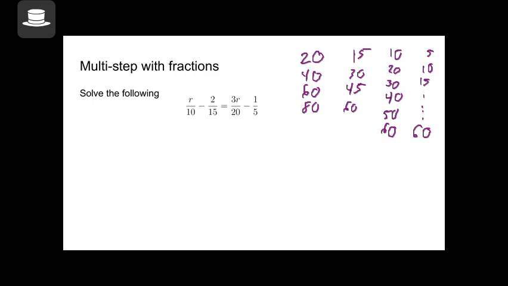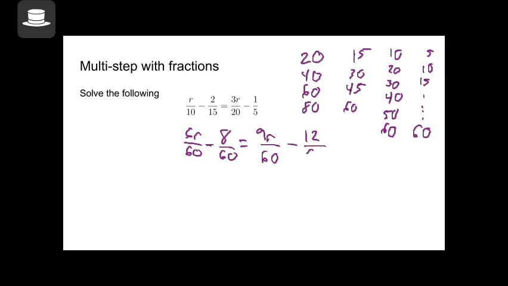To make 10 into 60, I had to multiply it by 6. So that means I have 6r over 60. To make 15 into 60, I had to multiply it by 4. So I have 8 over 60, because I did 2 times 4. To make 20 into 60, I had to multiply it by 3. So that's 9r divided by 60. And then to make 5 into 60, I had to multiply by 12. So 12 times 1 is 12 divided by 60.